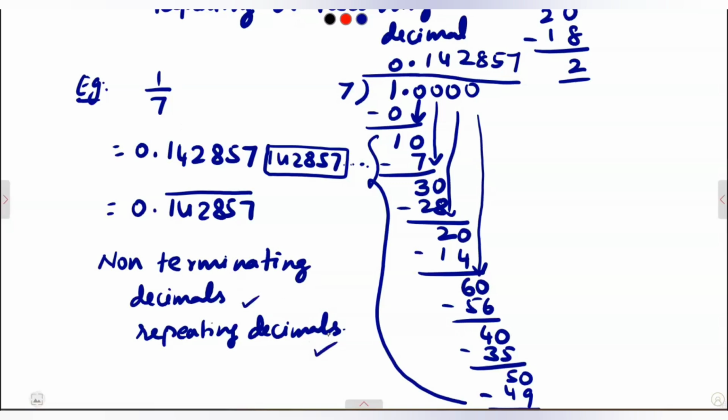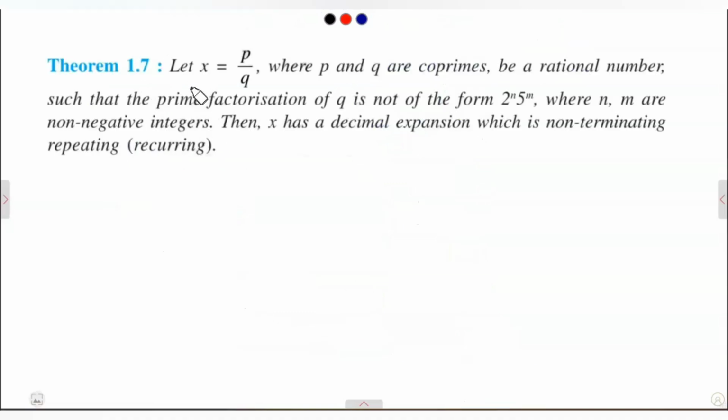This leads to Theorem 1.7. This is Theorem 1.7. Let's go to Theorem 1.7 now. Let x is equal to p by q, where p and q are co-primes, be a rational number such that the prime factorization of q is not of the form 2 power n into 5 power m, where n and m are non-negative integers. Then x has a decimal expansion which is non-terminating repeating or recurring decimal. Right? We understood that if the denominator is not of the form 2 power n into 5 power m, then the decimal expansion is a non-terminating repeating recurring decimal. So this is Theorem 1.7.